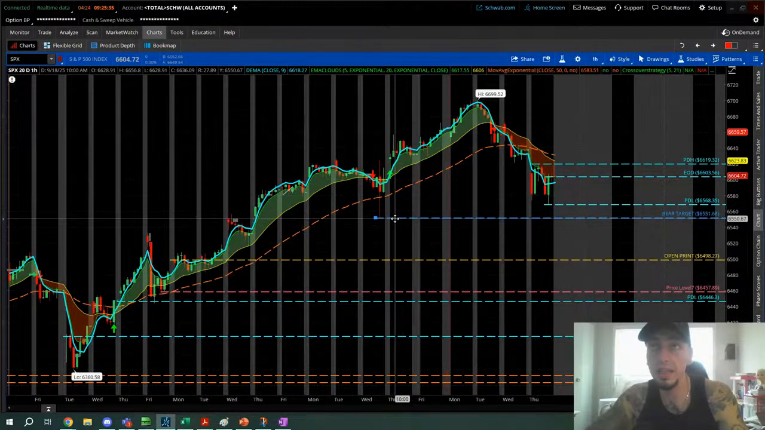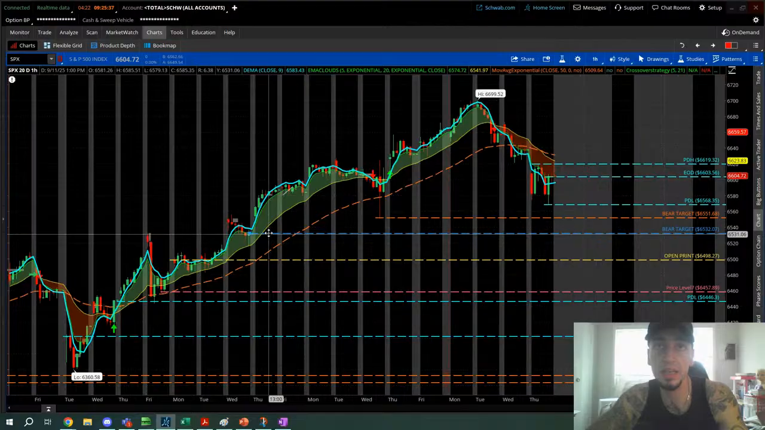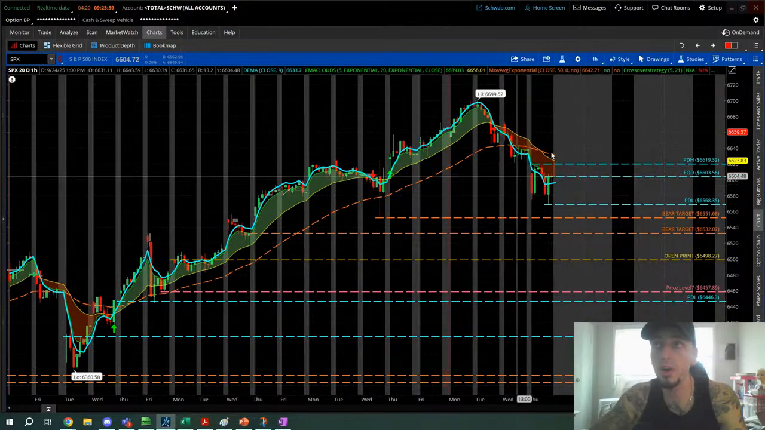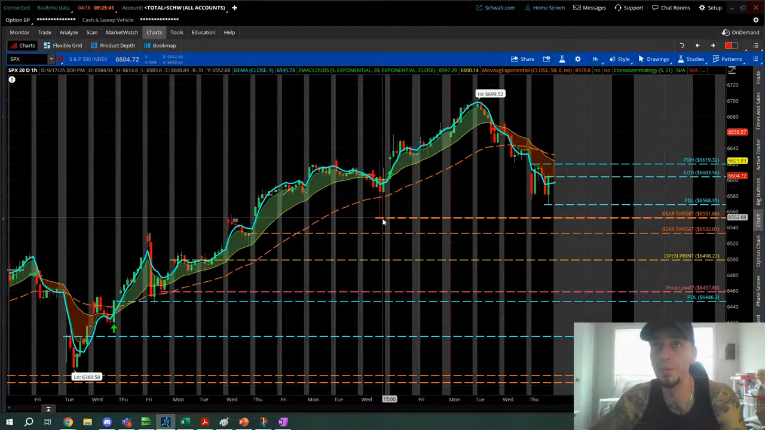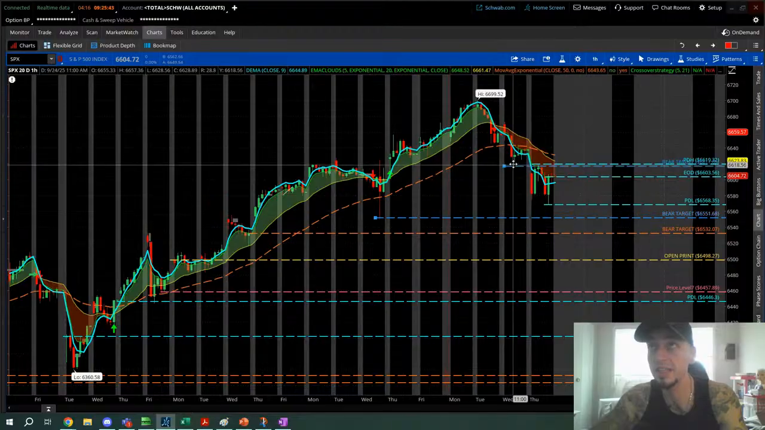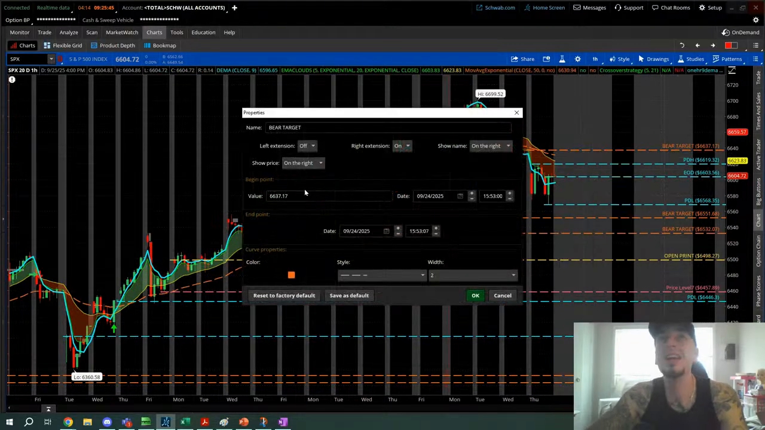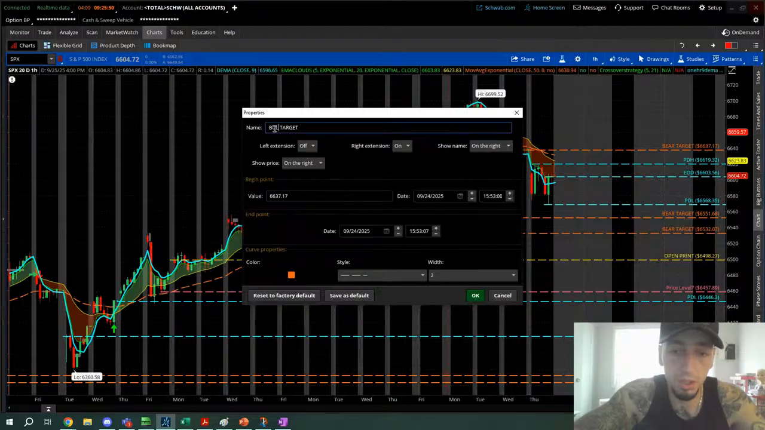We got a low right here. We got a low right here. All right. So those are our downside targets. And then we also have upside targets here on SPX. SPX. Bull target. Target.